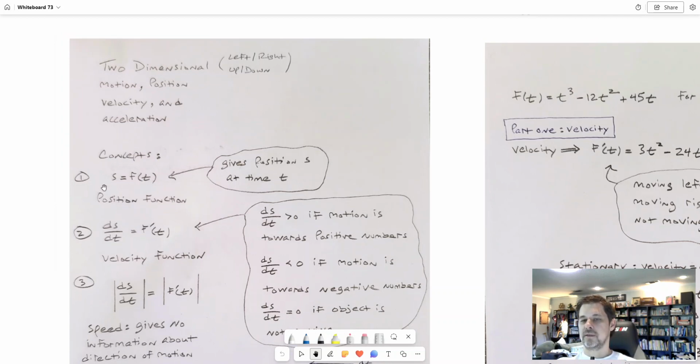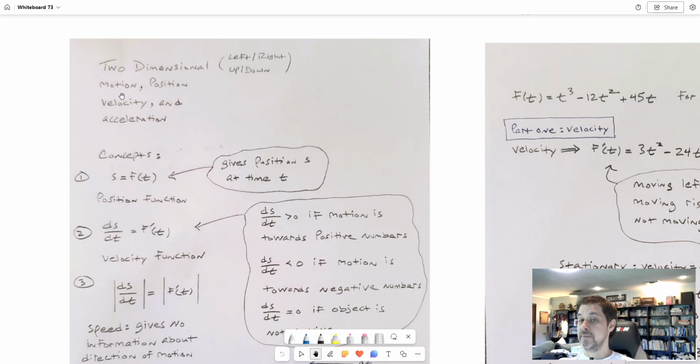We'll start with this function. We'll say s is a function of t. And these are the variables we'll normally use. S gives the position of some moving object, and t gives time. Units will be specified in general, but it gives me the position at any moment in time. Okay, so that's the position function.